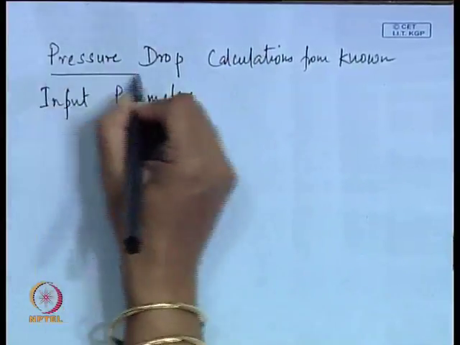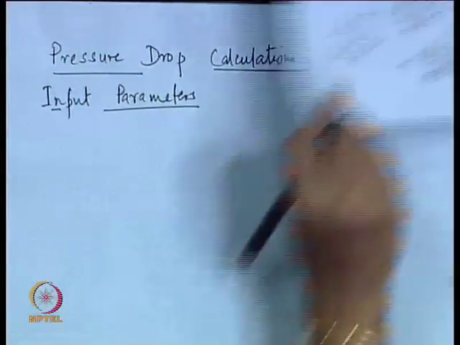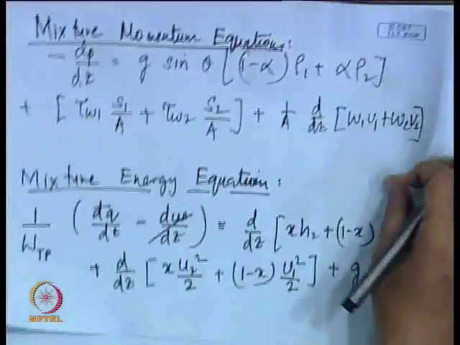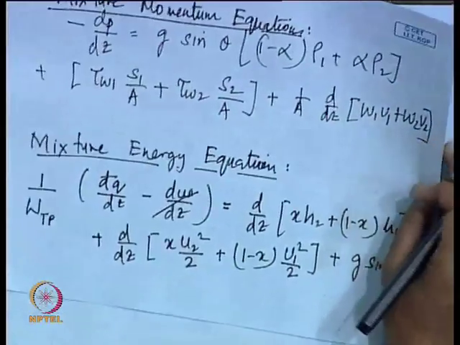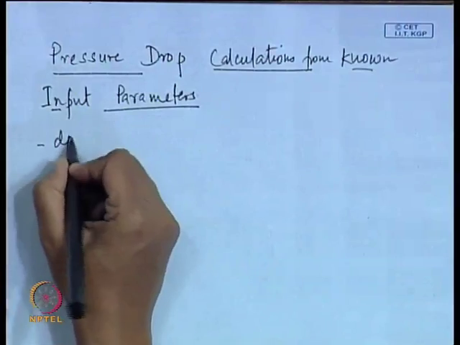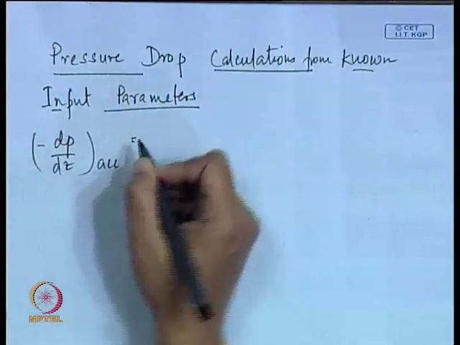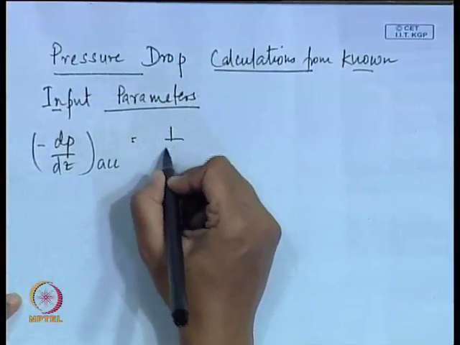So, in this particular case, if you notice here, we will be substituting your u1 and u2 from here. So, we will consider the acceleration pressure gradient. Okay. Acceleration pressure gradient, it is nothing but 1 by A.